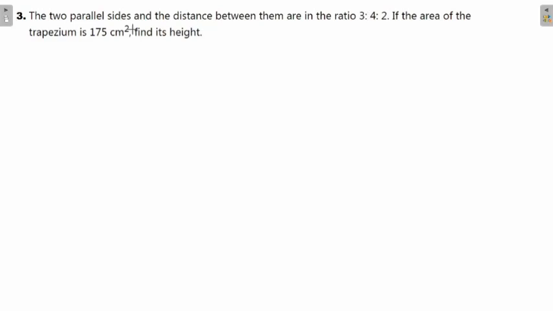Two parallel sides means A and B. So what is given is the ratio between the two parallel sides and the distance between them, that is h, which is 3:4:2. And the area is given to be 175 centimeter square. You need to find the height. In case of ratio, we take A equals 3x, B equals 4x, and the height h equals 2x, right?